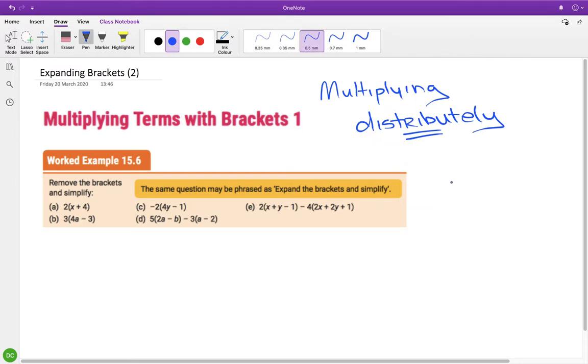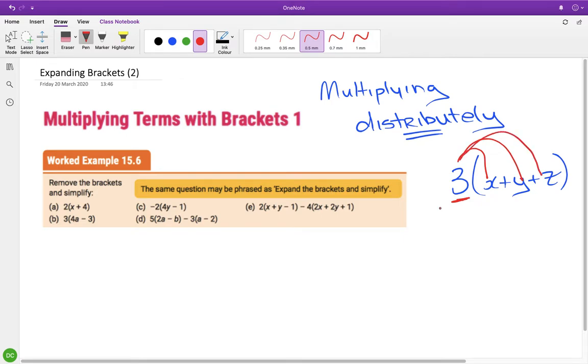If I had a 3 and then in the bracket I had an X, a Y and a Z, I would have to take that 3 and distribute it across the bracket. So I would have to multiply it with the X, with the Y, and with the Z. Everything in the bracket gets a little bit of the 3. You can't just multiply the 3 by the X and be done with it. That 3 needs to be distributed across the whole bracket.